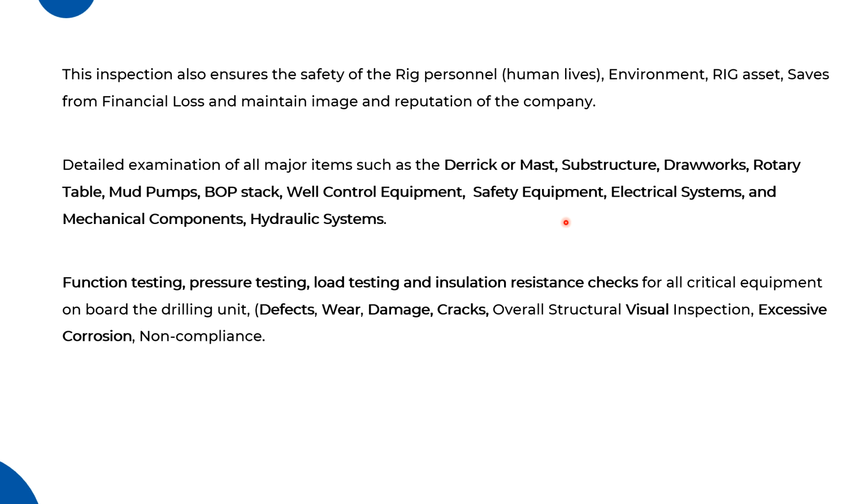Then the firefighting system. Then the breathing air system. Okay, there are multiple places. There are manifolds for the airline. Okay, and then the multi-gas detector, personal monitor, and also the full body harness, and these are all our safety equipment in the rig. And electrical systems, all the electrical systems, and the mechanical components and hydraulic systems. So all these equipment of the rig are inspected.